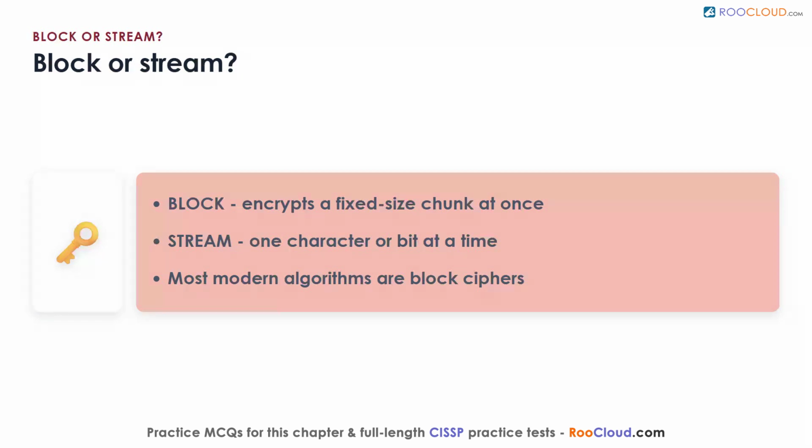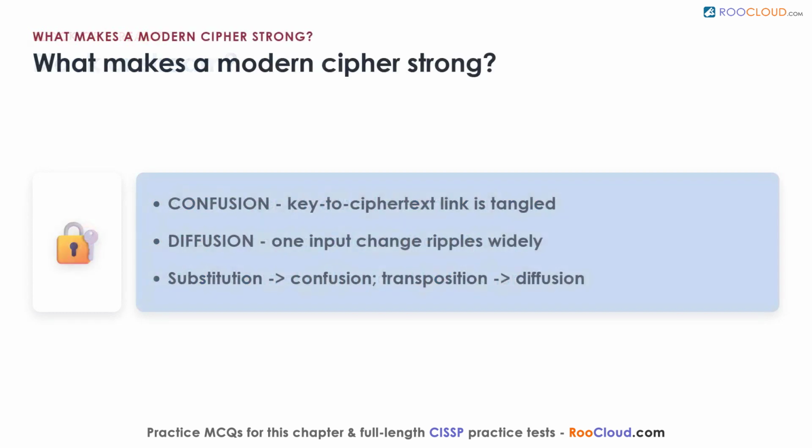Most modern algorithms are block ciphers, though a stream cipher can be adapted to buffer data and encrypt it in block-like batches. Think of a bakery. A block cipher boxes a full dozen at once, while a stream cipher hands over one cookie as each leaves the oven. What two properties make a modern cipher strong?